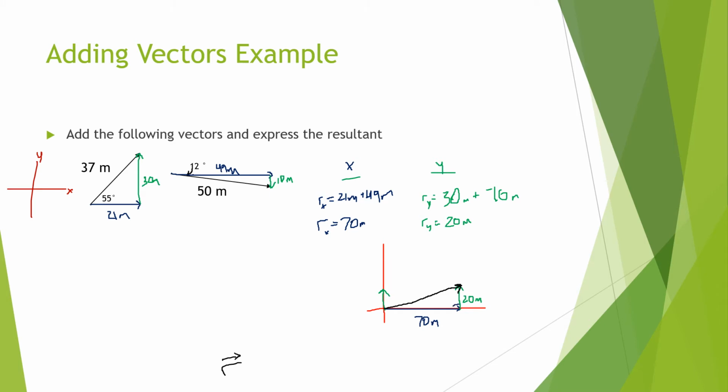Because it forms a right angle here, I can use Pythagorean's theorem to calculate the magnitude of vector r. I'm going to take 20 squared plus 70 squared, which gives me 5,300, and then I'm going to take the square root of that, which gives me 73 meters. So the magnitude of vector r is 73 meters, which I'm going to go ahead down here and label as well.